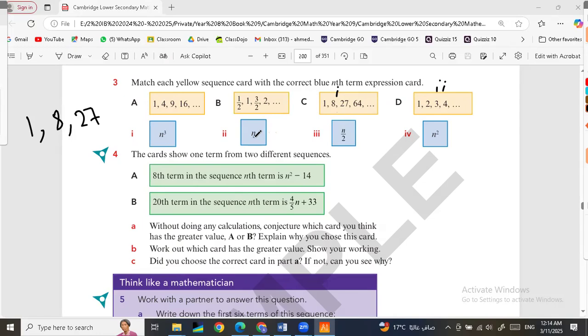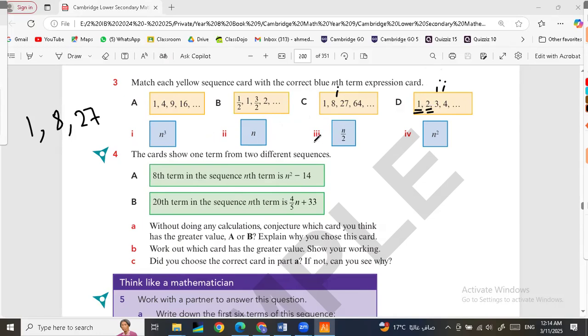If I'm talking about n, it just means 1, then 2, then 3, then 4, which is this one. As we agreed, n is the position of the term. So the position of the first term is 1. They're saying that the sequence is exactly the same as the position of each term. So each term is the same as its position. Term 1 is 1, term 2 is 2.